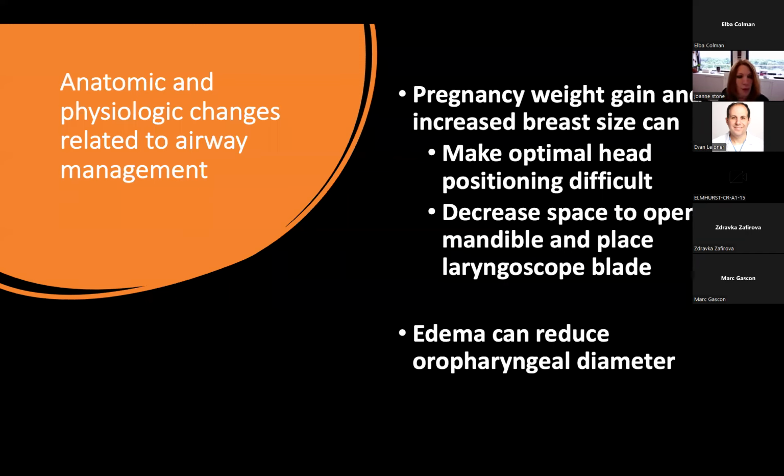In terms of the changes that are related to the airway, the pregnancy weight gain and increased breast size can make optimal head and neck positioning quite difficult and decrease the space available to open the mandible and place the laryngoscope blade. The use of a short laryngoscope handle might be helpful in these cases, and also the need to maintain a tilted body position for left uterine displacement can impede the optimal positioning for airway management. The edema that often occurs in pregnancy, especially towards the end, can also reduce the oropharyngeal diameter, again making intubation more difficult.